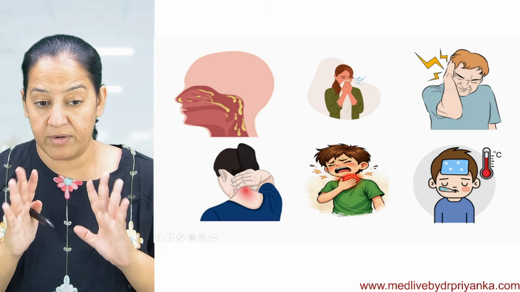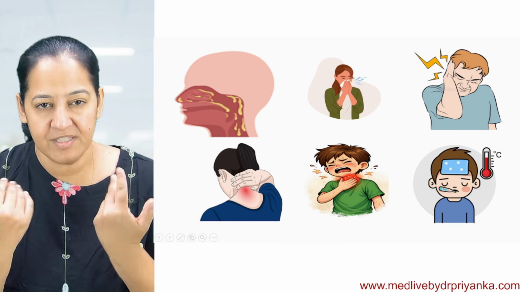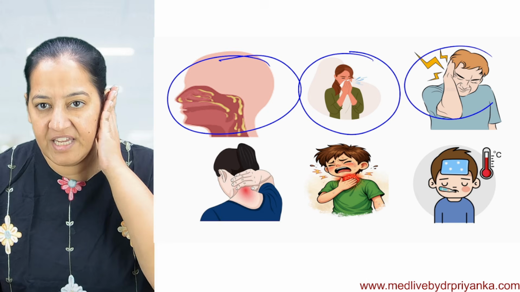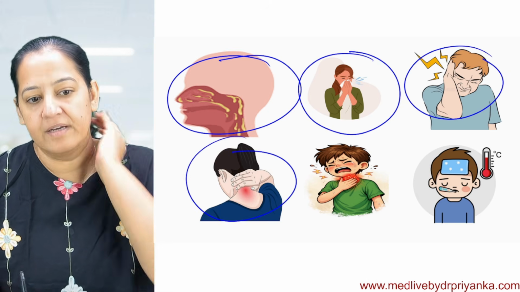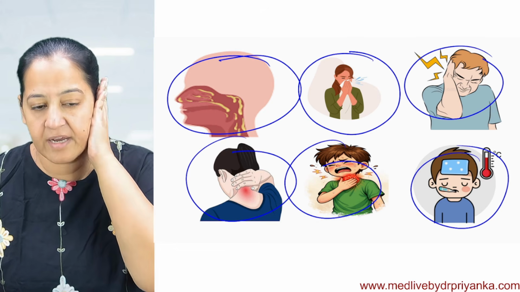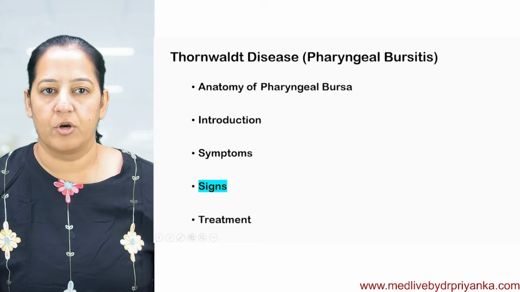Can we revise the symptoms? The name of the disease is Thornwald disease. The symptoms are post-nasal discharge, nasal obstruction, earache, occipital headache, sore throat, and low-grade fever.